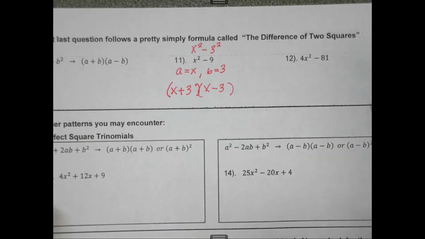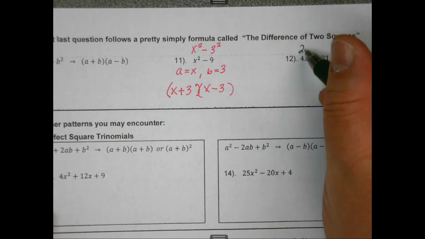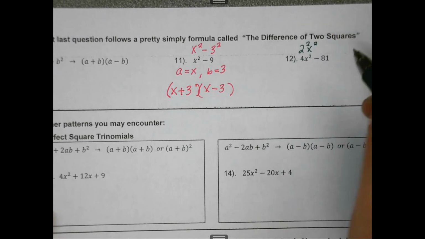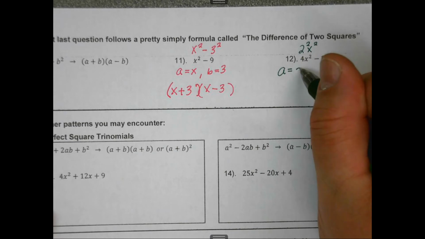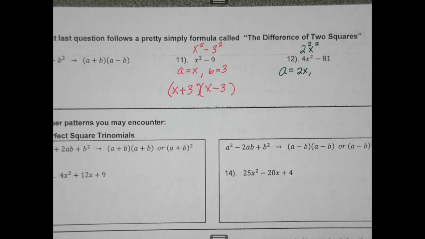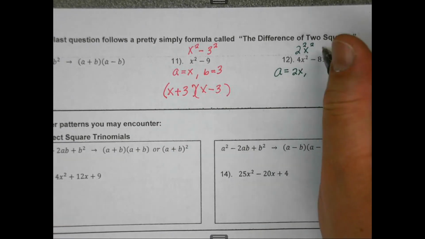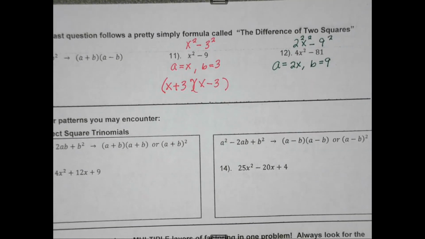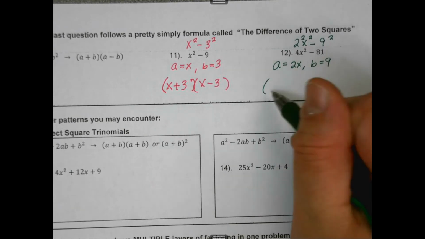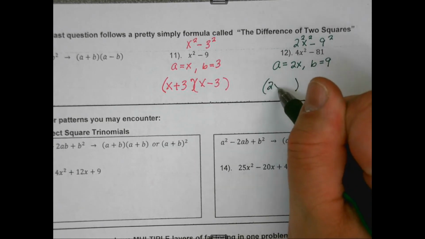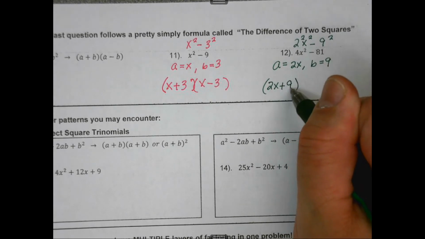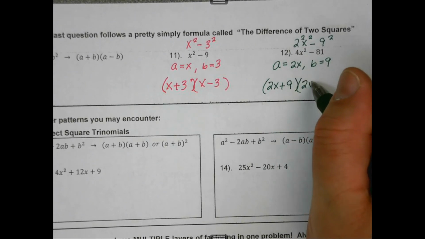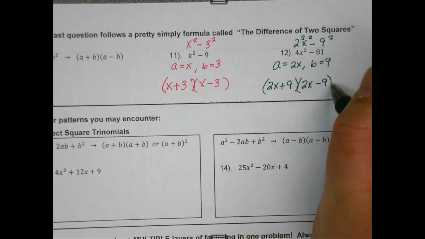Number 12, 4x squared. 4 is 2 squared, so my A is the base 2x, and 81 is 9 squared, so my B is 9. All right, so now I'm going to write the factors as A plus B, 2x plus 9, and A minus B, 2x minus 9.